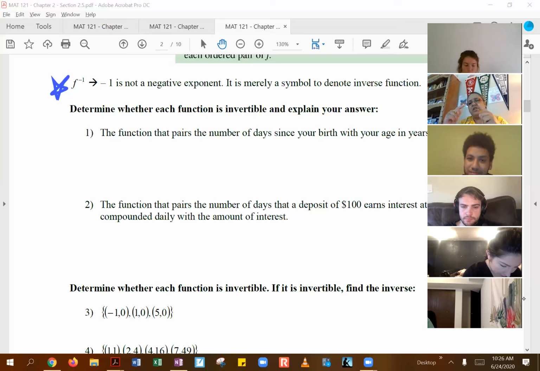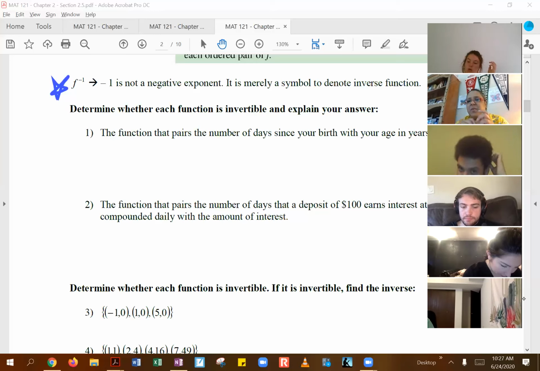Because remember, we talked about that one-to-one correspondence for the same y value. We should not have two different x values. So in one direction, maybe we could make this work, but it really wouldn't work the other way around. And because of that, not having that one-to-one correspondence, you actually will not be able to find the inverse.